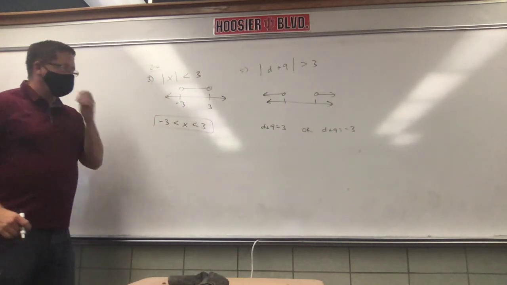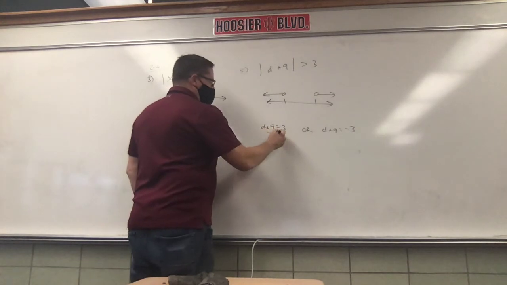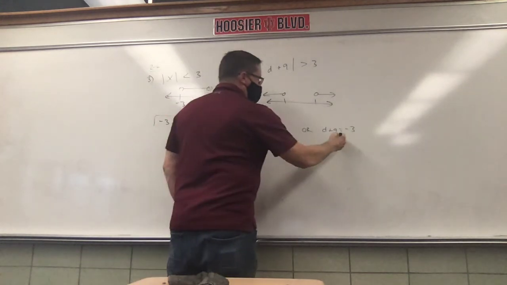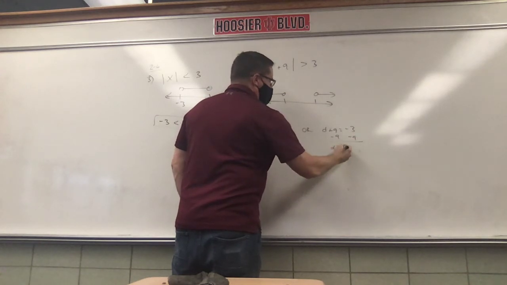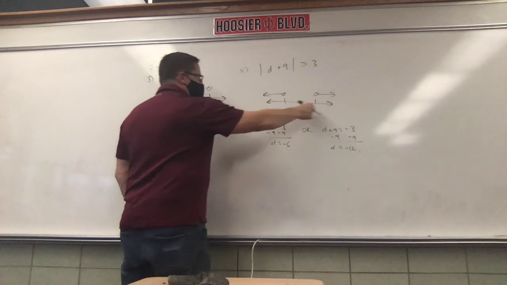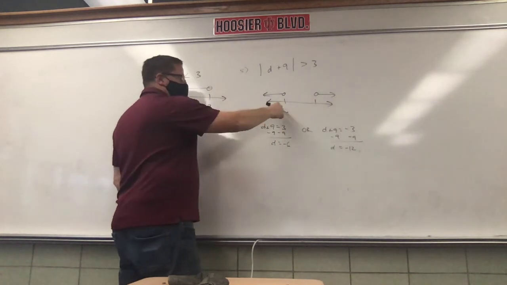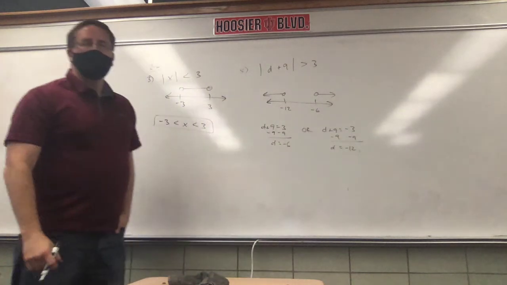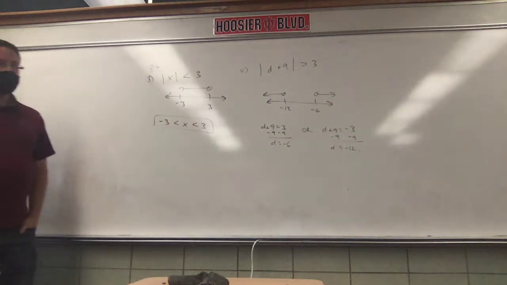So, we minus 9. D is 3 minus 9, which is negative 6. D is negative 3 minus 9, which is negative 12. Now, does it matter where I put negative 6 and negative 12? Yes. Negative 12 goes first, then negative 6.